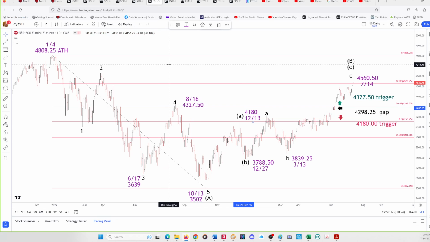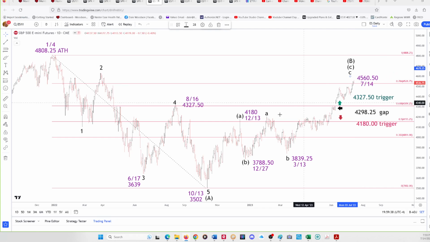This is the daily of the ES E-mini futures. Basically the same chart as the S&P cash, different numbers, but same structure. And you can see the high so far is 45.60.50 attained today on the, why does that say Thursday? That's Friday today, okay.